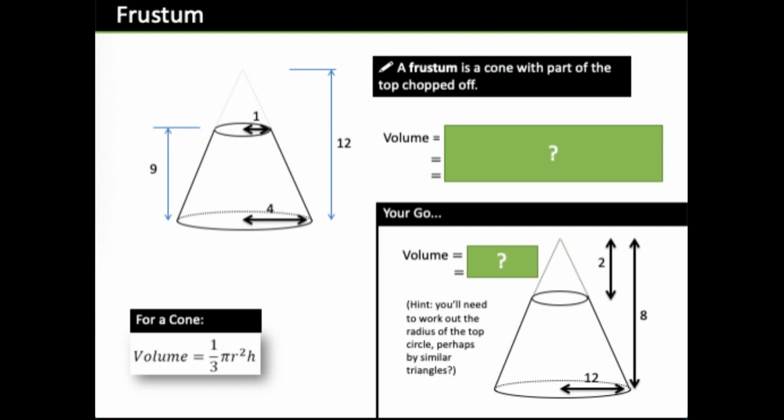Now, notice that with this one here, you do not have the radius of that top cone. They do actually give you a little hint here, which says you'll need to work out the radius of the top circle, so this circle here, perhaps using similar triangles and similar shapes is what we're thinking about here. That's why this one's a little bit harder, because a lot of people forget to do that.